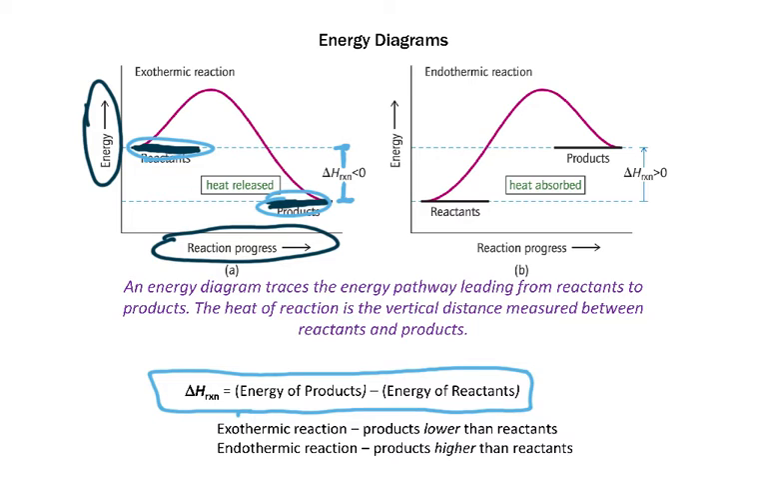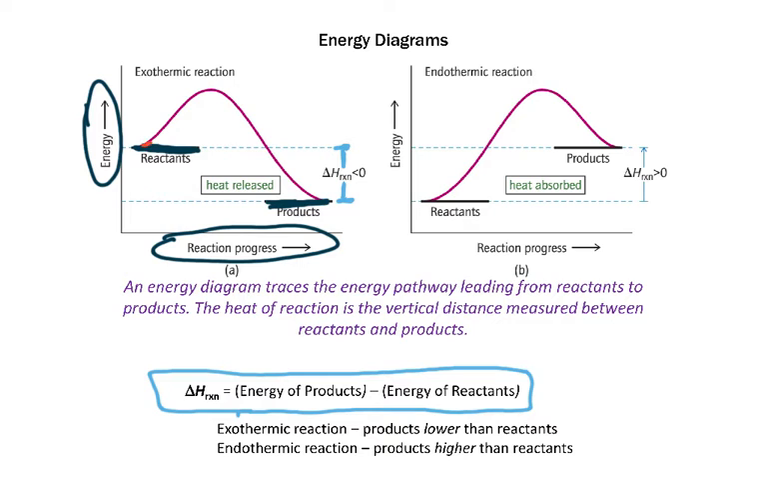Notice that this is different. Bond energies was the sum of bonds of reactants minus the sum of bonds of products. This is energy of products minus energy of reactants. So just be careful which one you're doing. But you should know that if it's negative, it's exothermic.